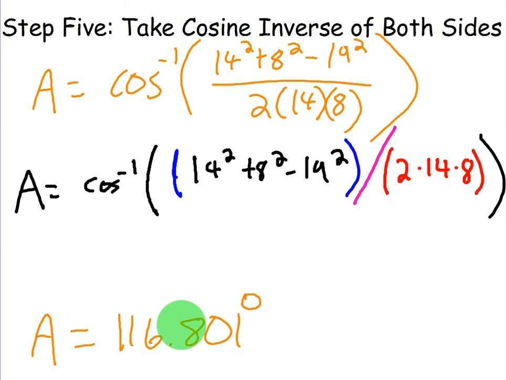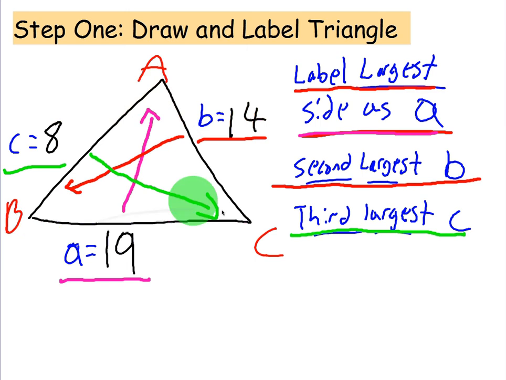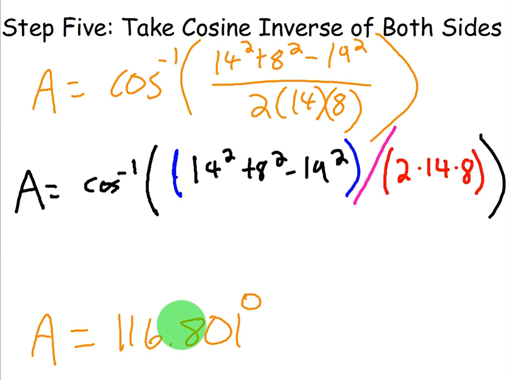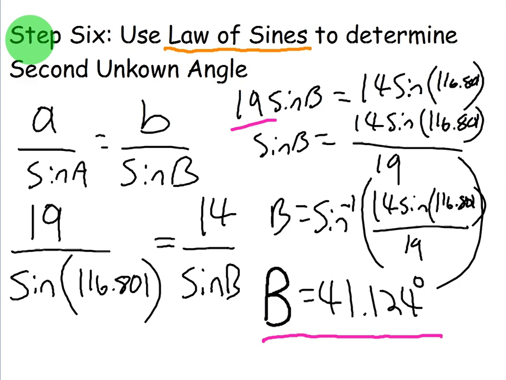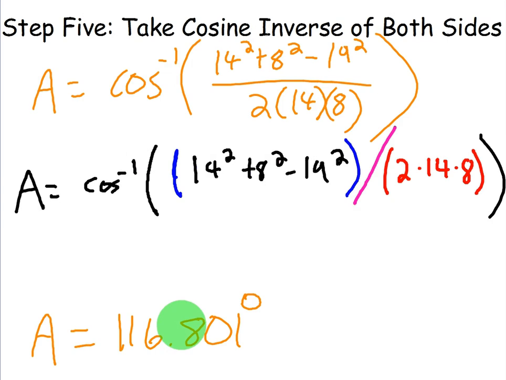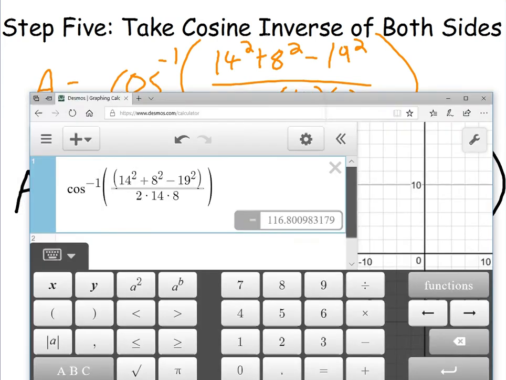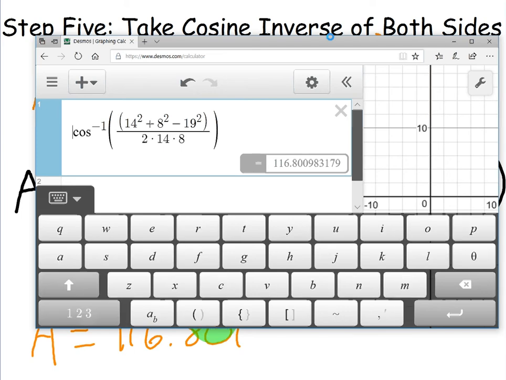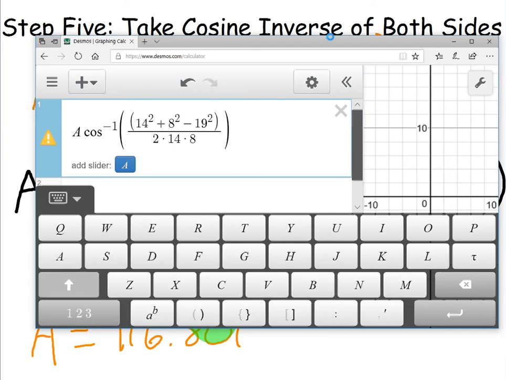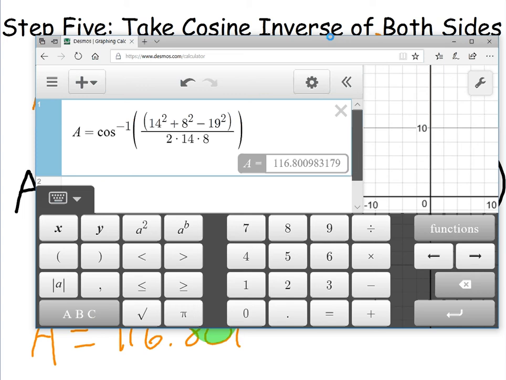Now that only gives us this angle, right? We have to solve for the other two. How can you solve for the rest of them? We're going to use the law of sines. Now, again, we want to actually store this in our calculator when we're plugging in for law of sines. So I'm going to go back and say that all of this that I just solved for is going to be equal to big A. That way when I use it in my law of sines formula, I don't get any rounding errors.